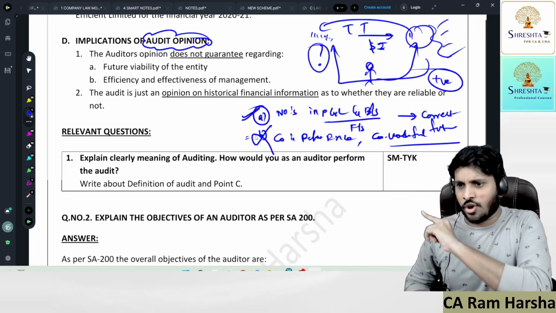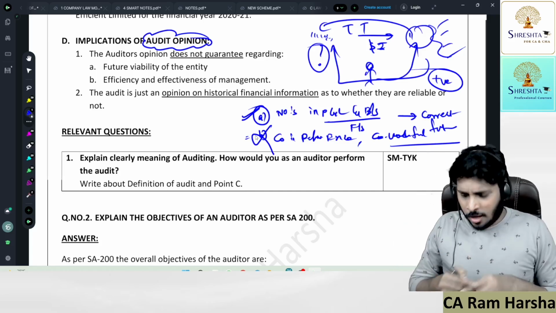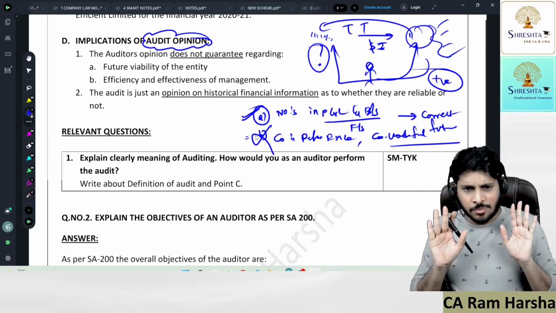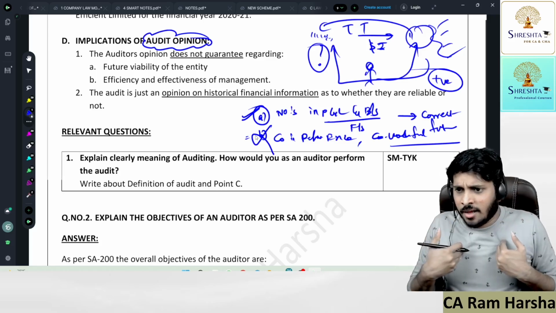B is absolutely wrong answer. Tell me why we sent auditor to the company. I gave money. Directors gave some two documents. This is what my money is. What they did with my money?